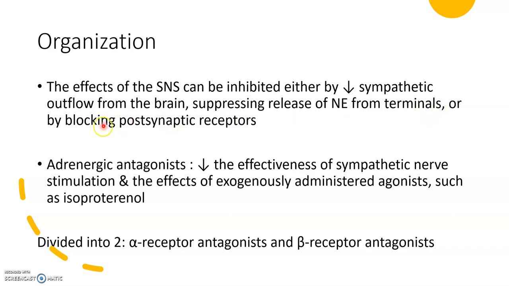So the third way is by blocking postsynaptic receptors. This is the most obvious one. If you can block the postsynaptic receptors, then you can inhibit, you can stop the effects of the sympathetic nervous system. So there are three ways: reducing sympathetic stimulation from the brain; number two, suppressing the release of norepinephrine from the terminals; or blocking the receptors postsynaptically.